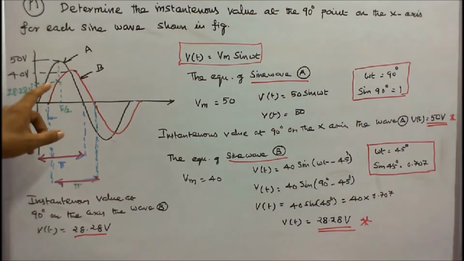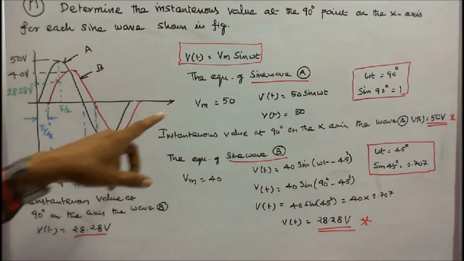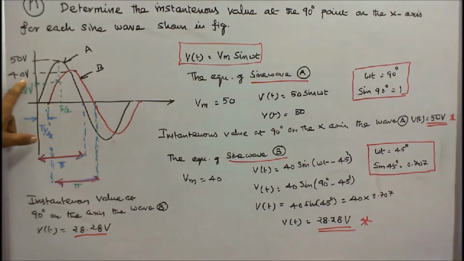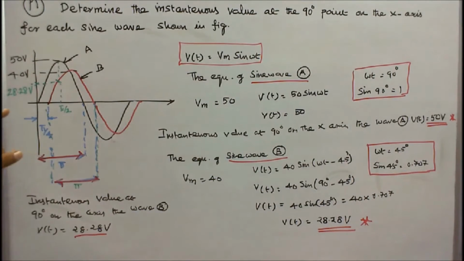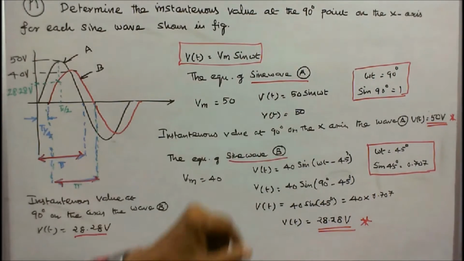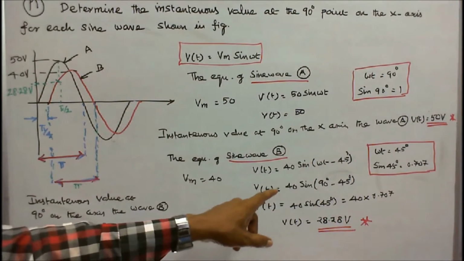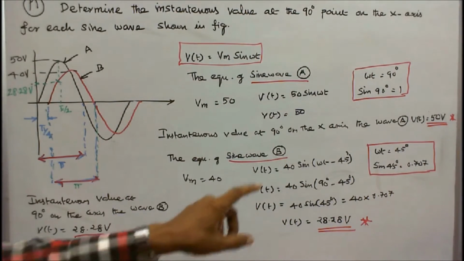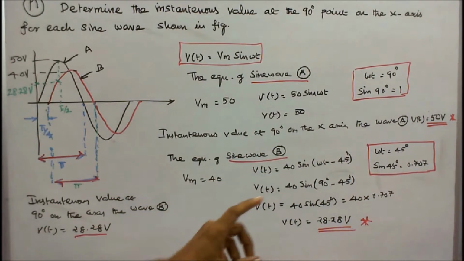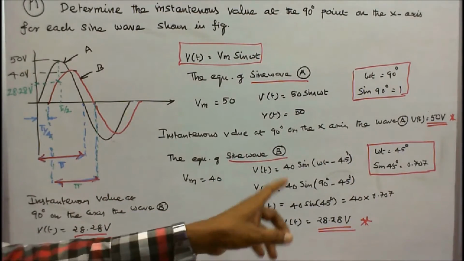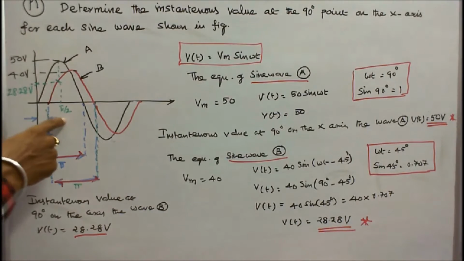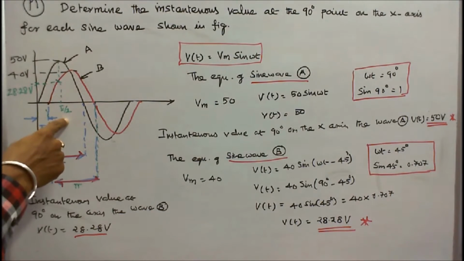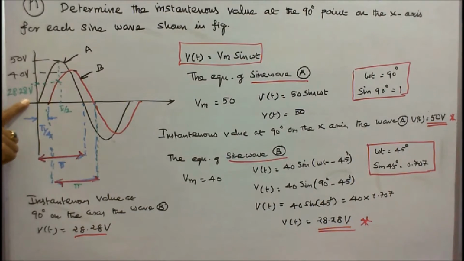The next is V of t is equal to Vm into sin omega t. Here Vm is 40. Therefore, V of t is equal to 40 into sin (omega t minus 45). Phase difference is 45. Omega t is equal to 90. Therefore, V of t is equal to 40 into sin (90 minus 45). Sin 45 is equal to 0.707. Therefore, V of t is equal to 40 into 0.707, that is equal to 28.28 volts. At 90 degrees, the instantaneous value of sine wave B is 28.28 volts.